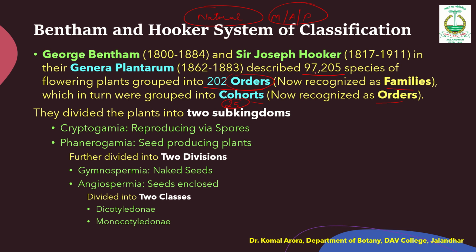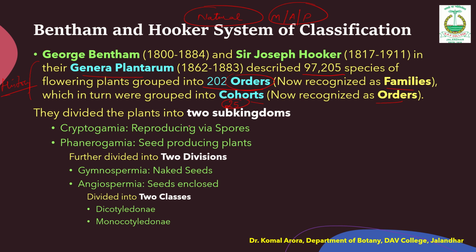In total, 97,205 plant species were classified under the system, and it was presented in 3 volumes of the book Genera Plantarum. So, this is a brief history of the classification.